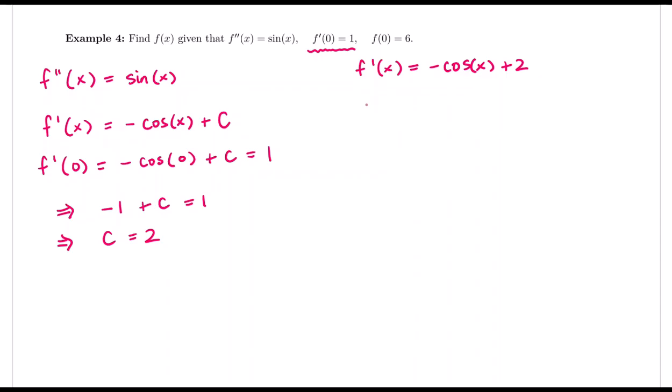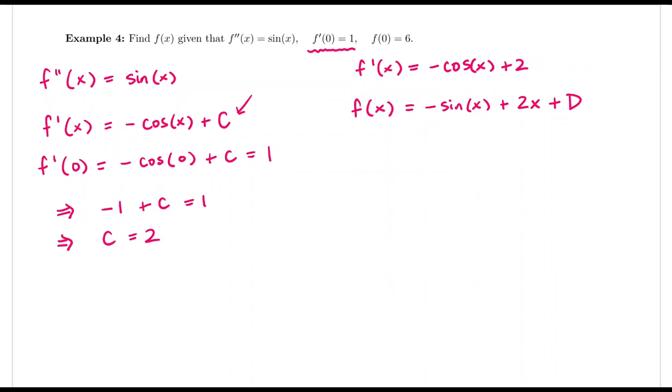From here, I can take the antiderivative, and that would give me f of x is equal to the antiderivative of negative cosine would be negative sine of x, and then the antiderivative of 2 would be 2x. And now I'd like to use another constant of integration. Because we already used capital C here, I don't want there to be confusion, so I might use a different capital letter, capital D, to represent my new constant of integration.